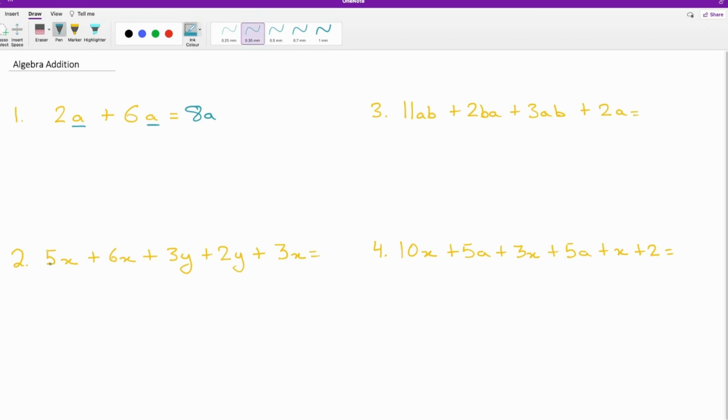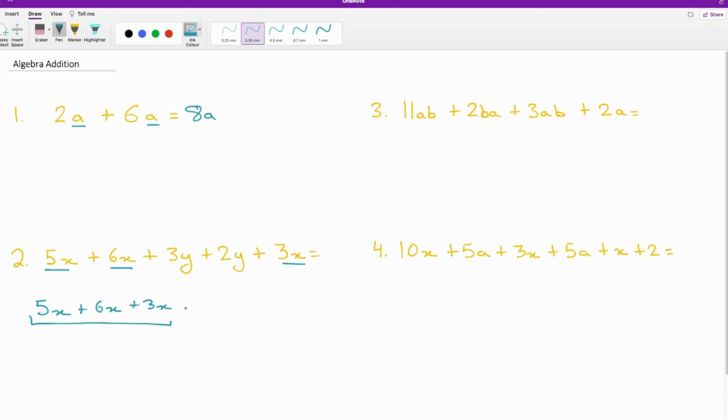The second question, now looking at this as a whole, we can't just add them all up straight away. And we can see that we have some like terms, some unlike terms. So let's group them together. So the first step, by grouping our x's together, we get 5x plus 6x plus 3x. So let's write that down below. 5x plus 6x plus 3x. So that's our first group of like terms.